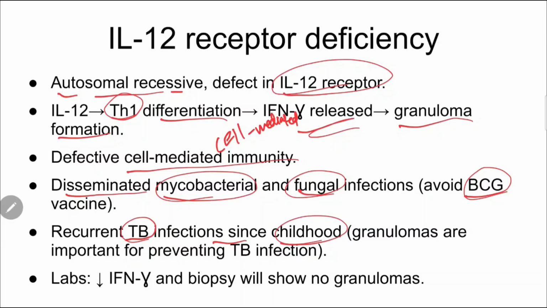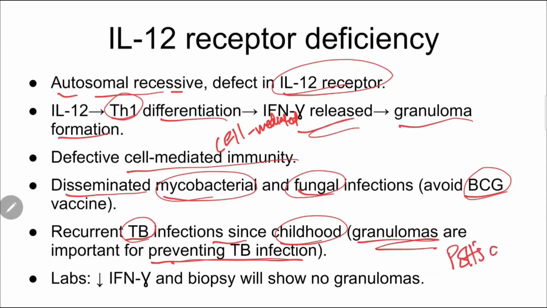So normally in childhood, you don't see TB infections. It's not something that is really common. It is usually seen in adults. But recurrent TB infections since childhood occur in interleukin 12 receptor deficiency. The reason being because you know that granulomas are important for preventing the disseminated TB infection. And by disseminated, I mean the systemic TB infection. So that's going to be like Pott's disease.